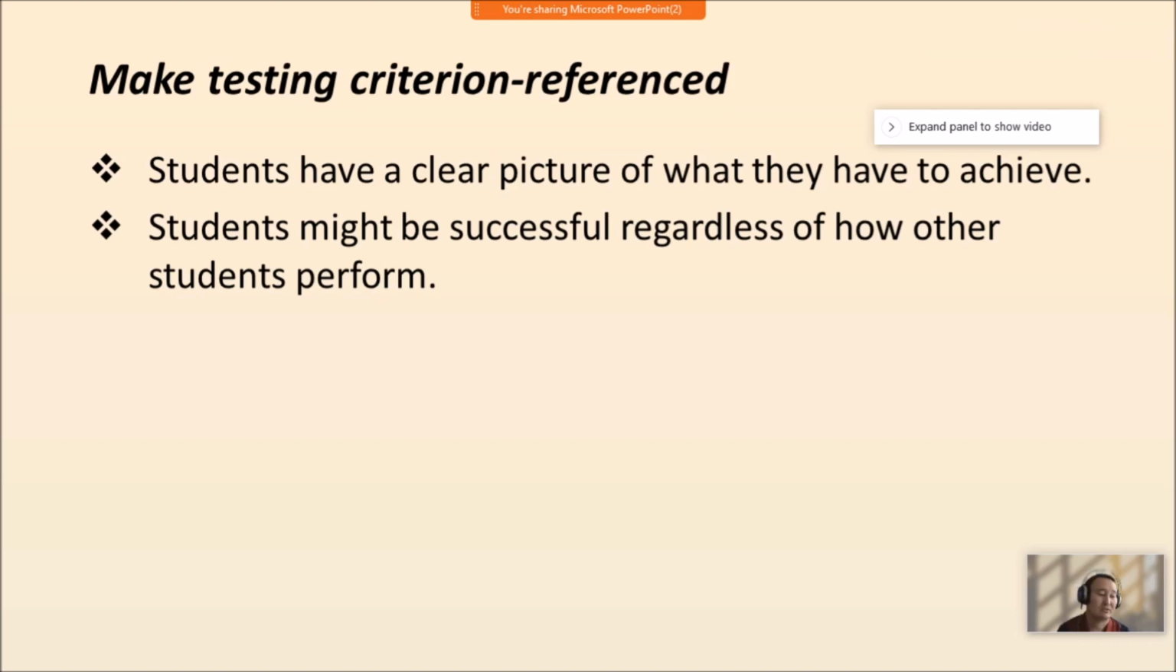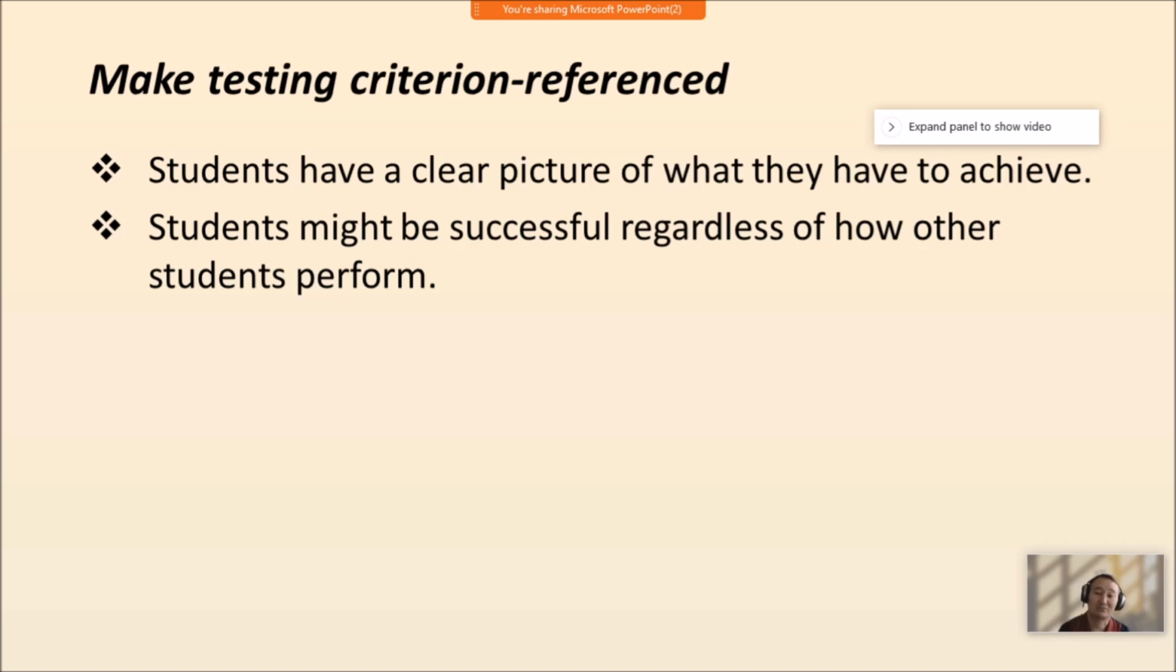Make testing criterion referenced, not norm referenced. Especially at school, we don't use norm referenced testing. At school we use criterion referenced testing, where students have to achieve certain criteria, certain standards. Everybody has a clear picture of what they have to achieve. They don't compete with each other.